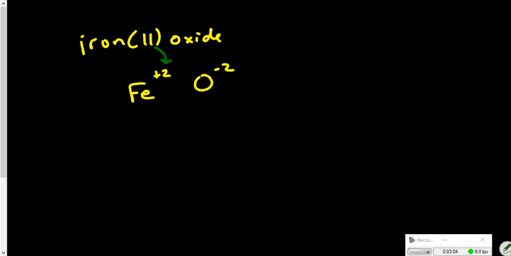So when we do the crisscross, this 2 goes here and this 2 goes there. You make an X with it. We would now write this as Fe2O2. And in this case, we can reduce. Both these numbers can be divided by 2, and we can reduce this to the form FeO.